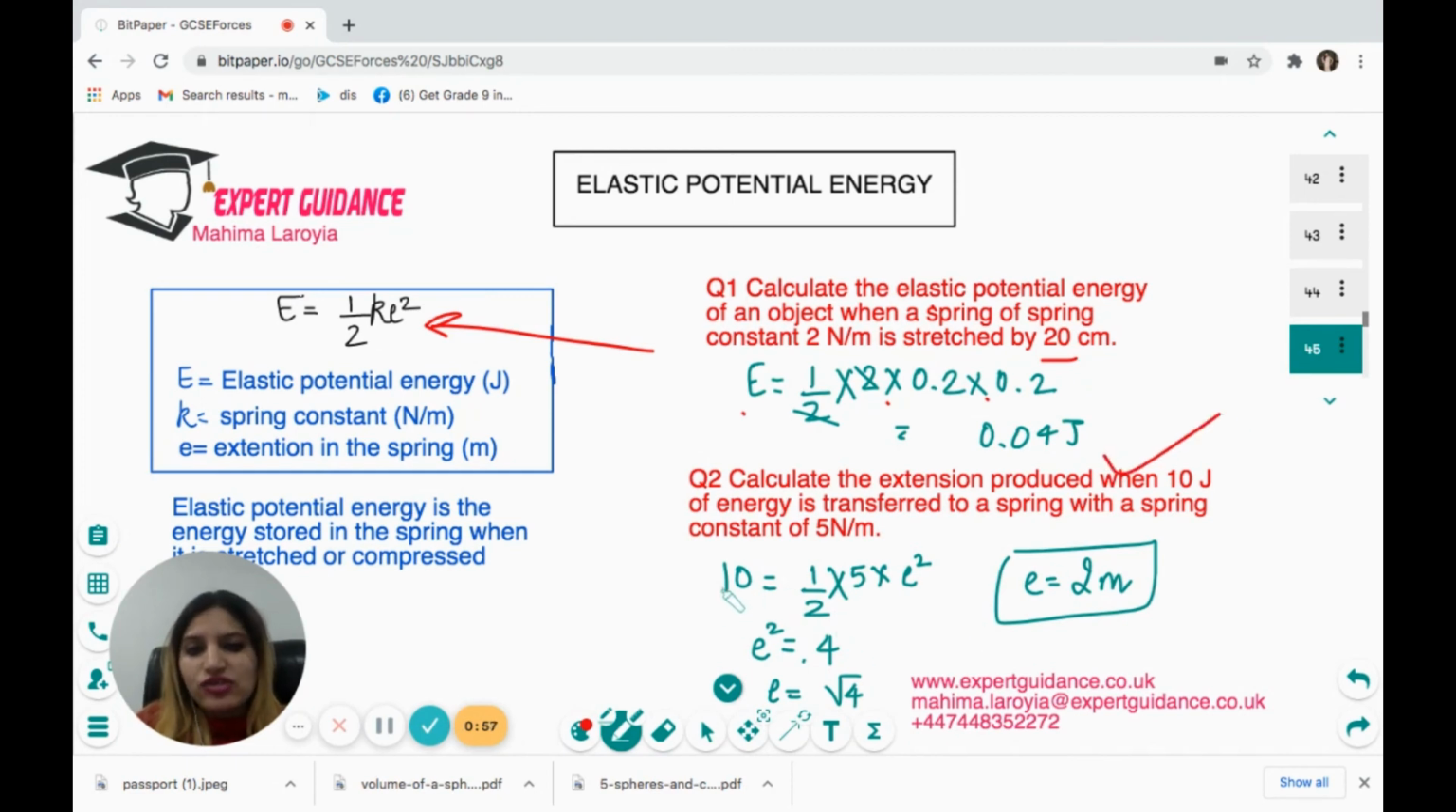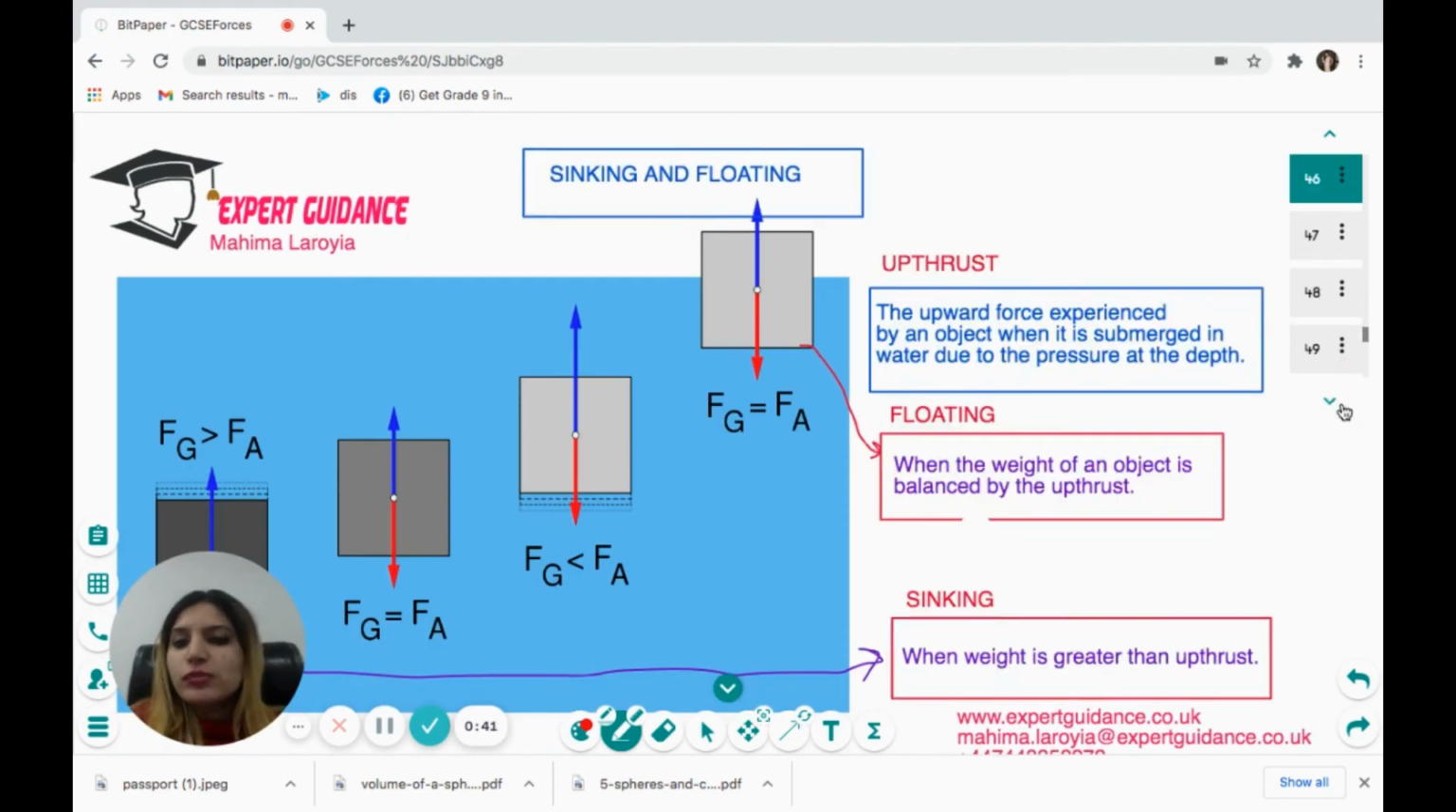For the second question, energy, which is 10 joules, is 0.5 times 5 times e squared. We multiply by 2, divide by 5, so e squared equals 4, e is root 4, so e would be 2 meters. So the extension would be 2 meters.